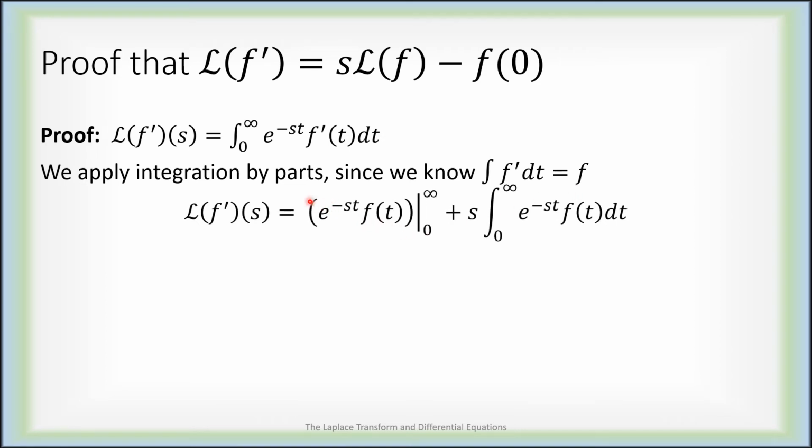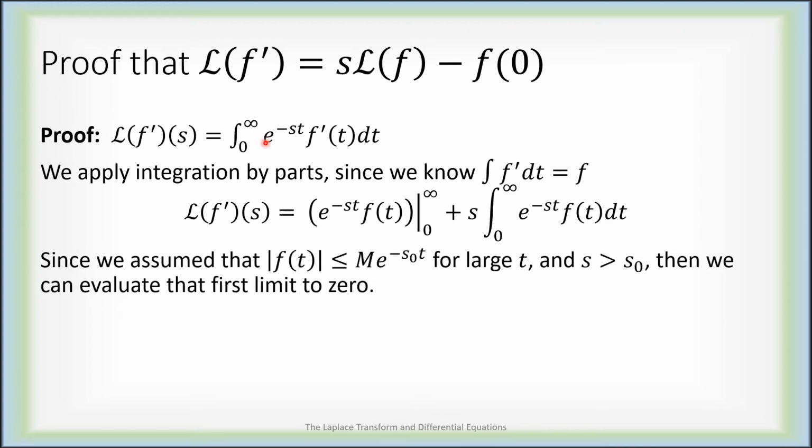Applying integration by parts, making this u and this dv, would give me u times v evaluated at the endpoints minus the integral of v du. Now the derivative of this would kick out a factor of minus s. So when I subtract that, I get a plus s times the integral of v du. Now this s has been factored out, and look what occurs here in this second term. This is just s times the Laplace transform of f.